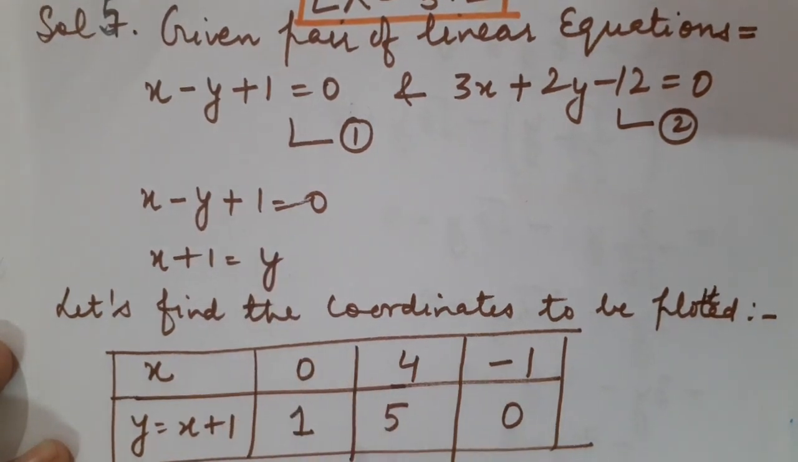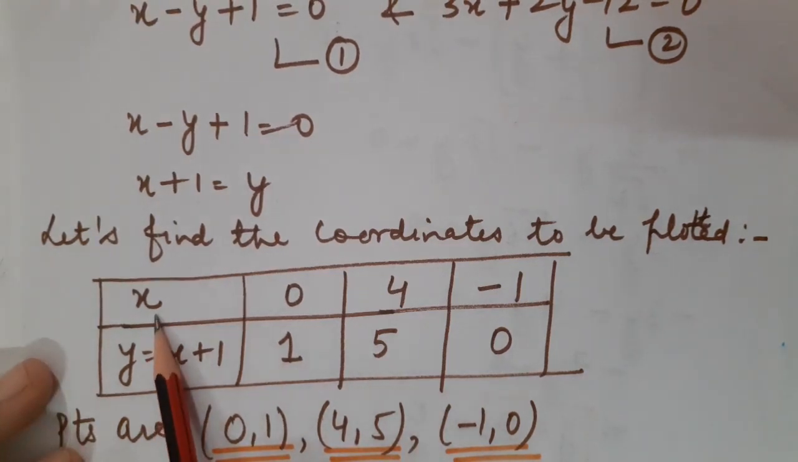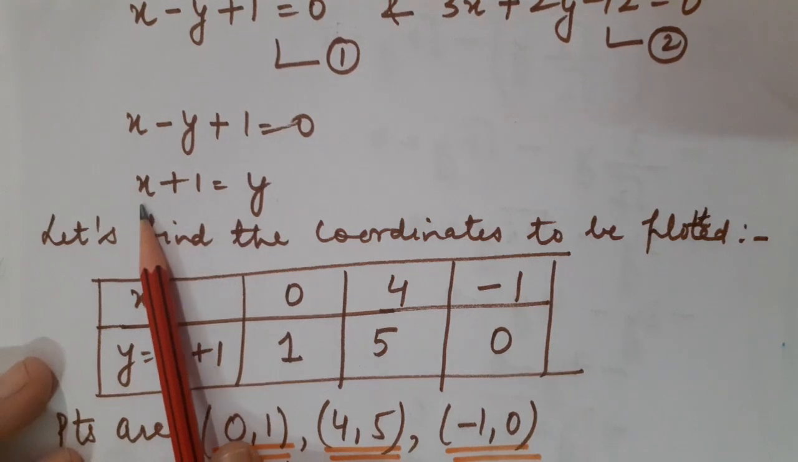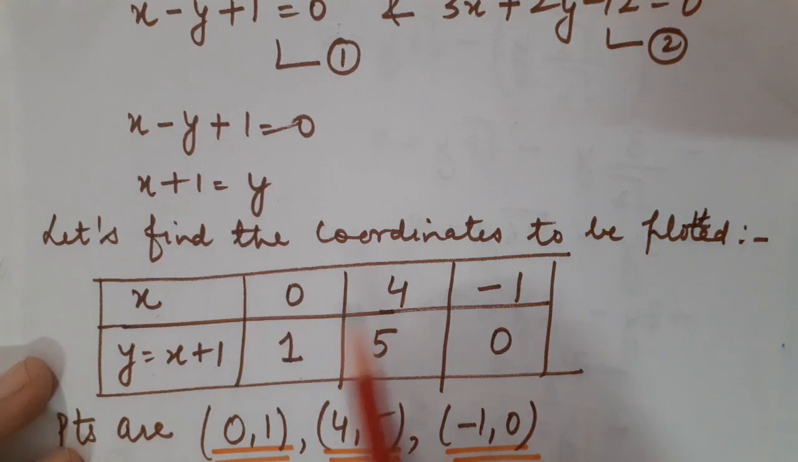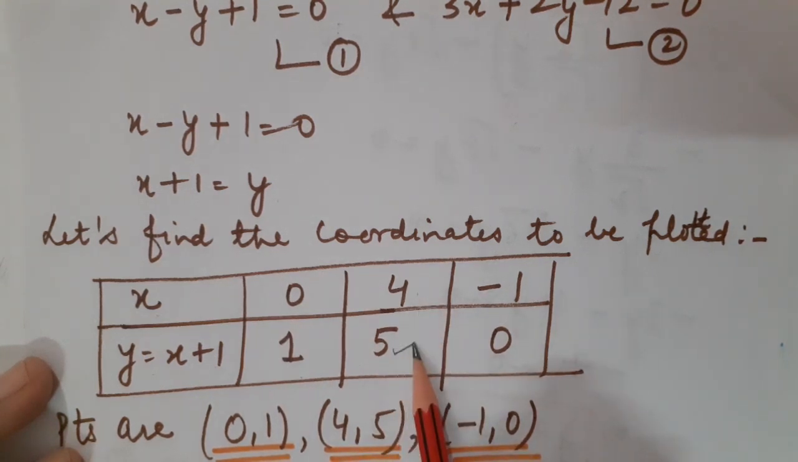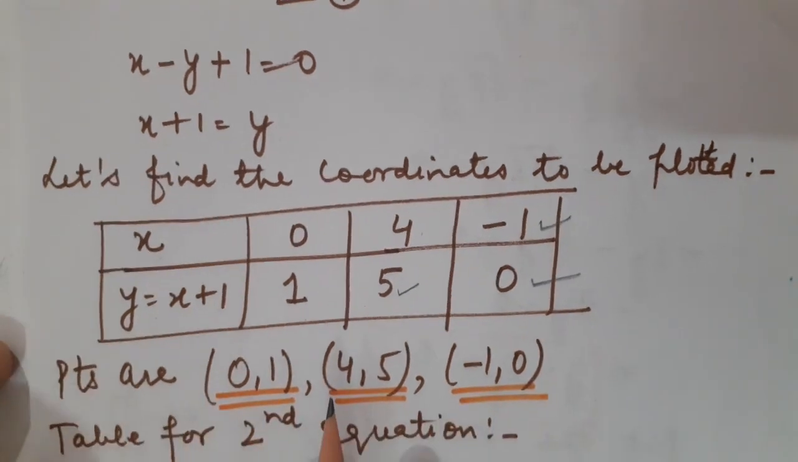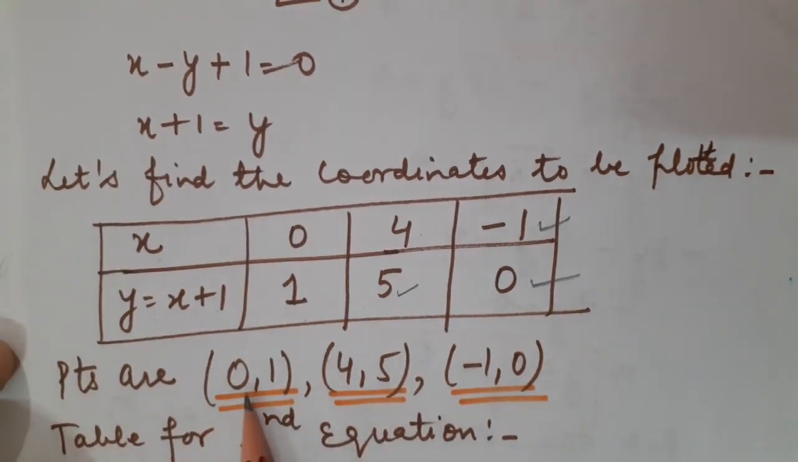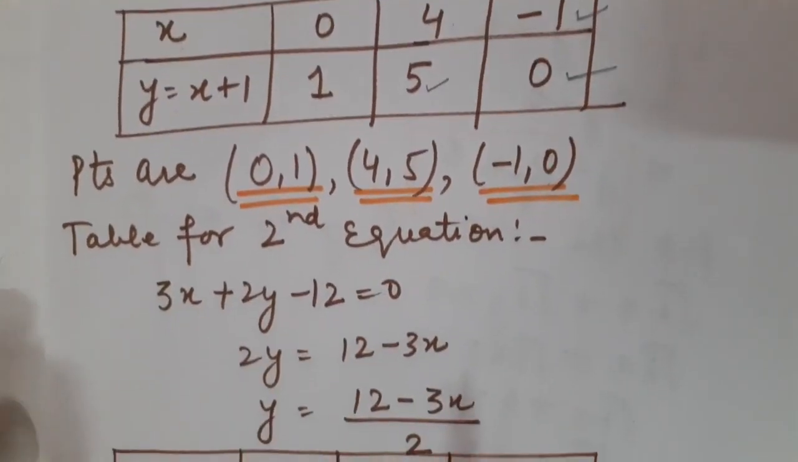Fine. So now let us find the coordinates which I have to plot based on equation number 1. I am going to take different values of x so that I can get different values of y. In the first case I have taken x is equal to 0. If I put 0 here, I get y as 1. If I write x is equal to 4, I get y as 5. x is equal to minus 1, so y will be 0. So here are the points which I have to plot for equation number 1, that is 0, 1; 4, 5; and minus 1, 0. Let us discuss equation number 2 now.